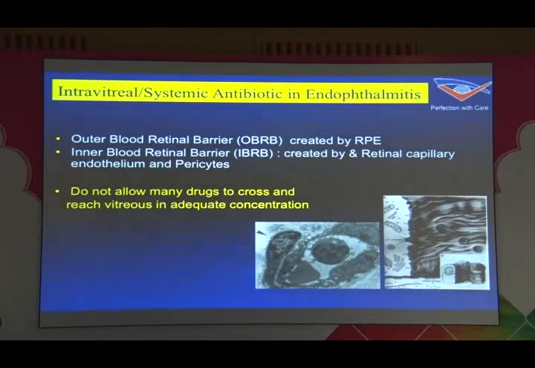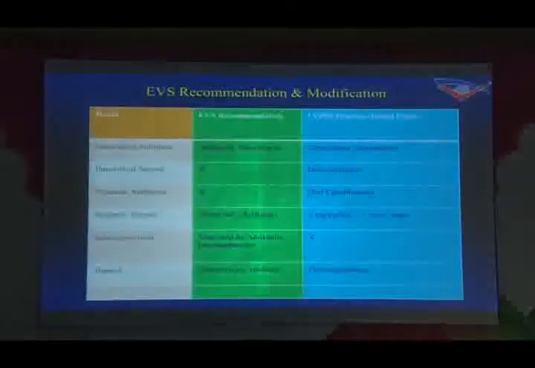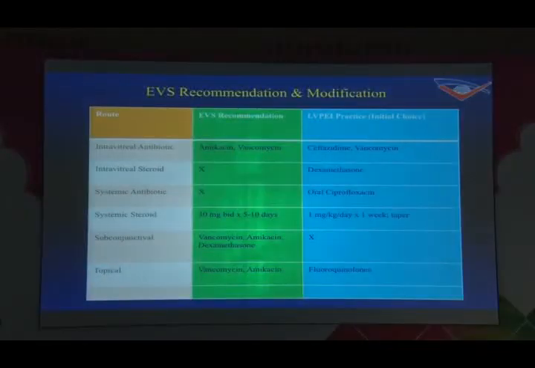Now, why do we need to give an intravitreal injection? I think Saurabh will be covering more of this, but basically it is because we have two blood-retinal barriers, an outer and inner, the outer one by the RPE, the inner one by the capillary endothelium. The EVS recommended amikacin and vancomycin, which later on multiple studies have changed to vancomycin and ceftazidime, with an oral antibiotic like ciprofloxacin, which crosses the blood-retinal barrier, at 750 milligrams twice daily.